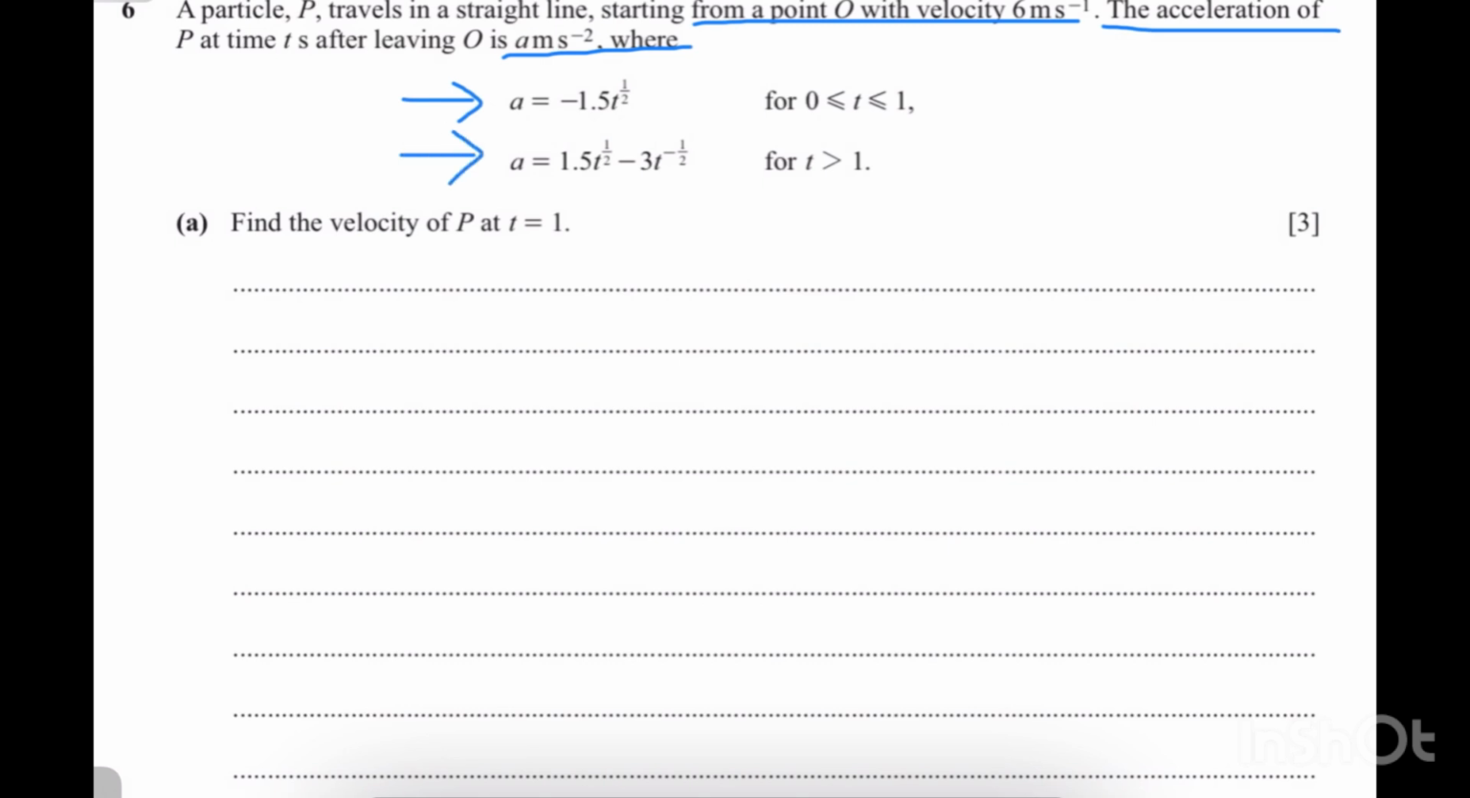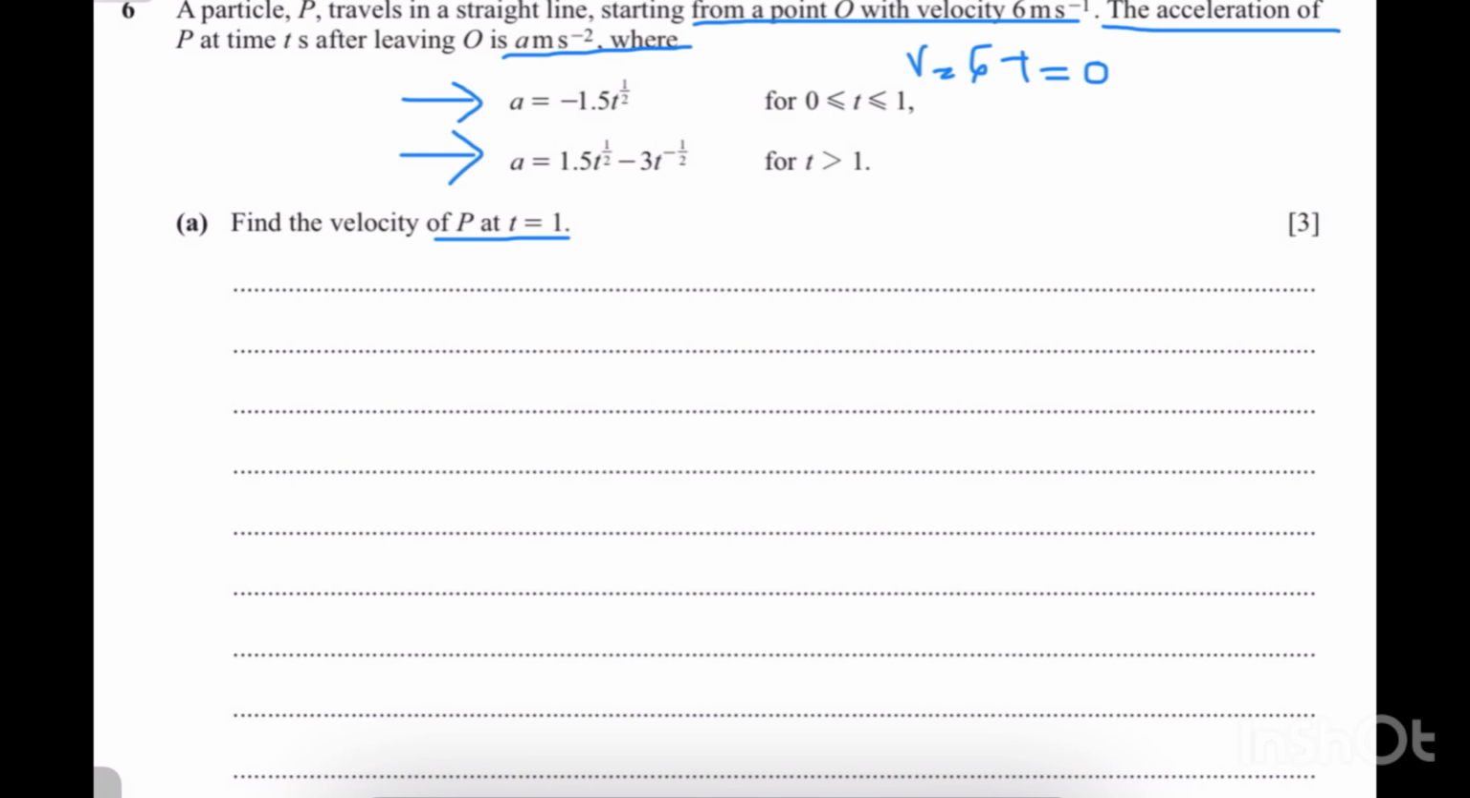Additionally, they've also given us that the starting velocity, the starting speed, is 6. So when t equals 0, that means the velocity is equal to 6. So for part A, we have to find the velocity of p at t equals 1.